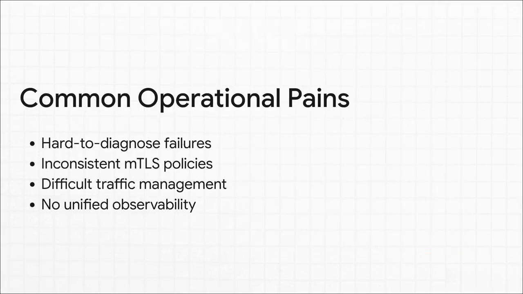Okay, so here's the crucial takeaway. That architecture we just looked at leads directly to these kinds of pains. Failures become incredibly hard to diagnose because you just don't know where the problem is. Security policies like mTLS, that's mutual TLS, where services have to prove their identity to each other before they can talk, think of it like a secret handshake, well, applying that consistently is a total nightmare. And trying to shift traffic for something like a canary release, super complex. There's just no single place to see what the heck is going on.